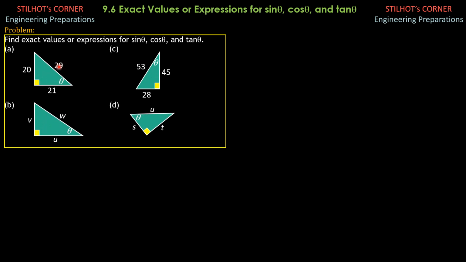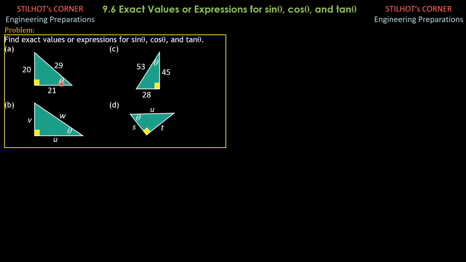So for the first one, remember, SOHCAHTOA is our guide. SOH means sine of theta is opposite over hypotenuse. And CAH means cosine of theta is adjacent side over hypotenuse. And TOA, tangent theta is opposite over adjacent.